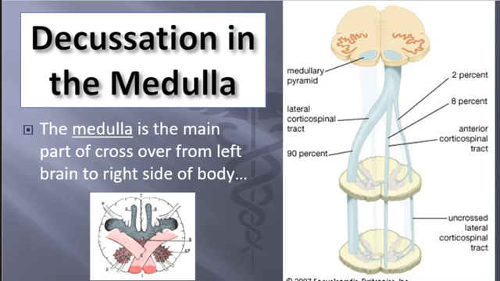All right, so now what you're going to write in the decussation blank, right over that, right brain crosses over to left side, left brain crosses over to right side. However you want to write that. Put it that way. Decussation means to cross over.